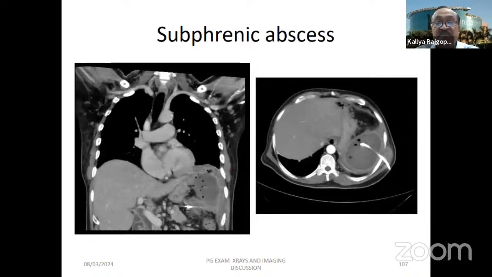Let me show you some pictures of a subphrenic collection. Again, see here. I hope you can see the coronal section there. And there's a drainage tube kept in this. So air pockets are also inside. A classical subphrenic collection. You can see the lung parenchyma here.